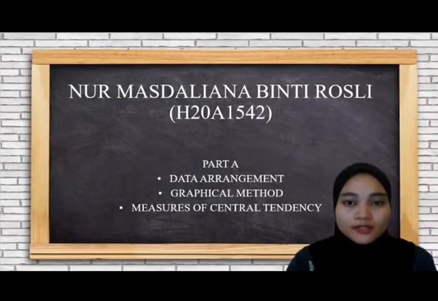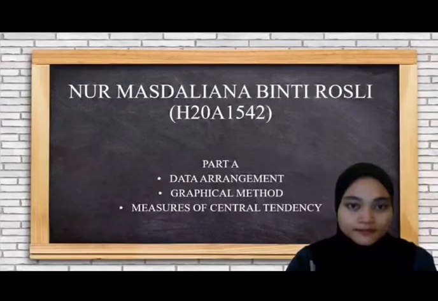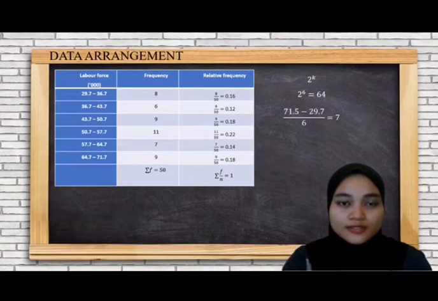H2081542. I will present about Part A: data arrangement, graphical method, and measures of central tendency. The lecturer for this subject assignment has provided labor force data by age group in Kelantan and Pahang from 1982 until 2019 to the students. Our group selected labor force data by age group, which is 35 until 39 and 40 until 44, in Pahang from 1983 until 2009.